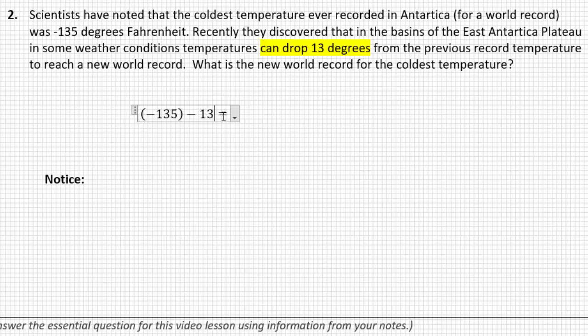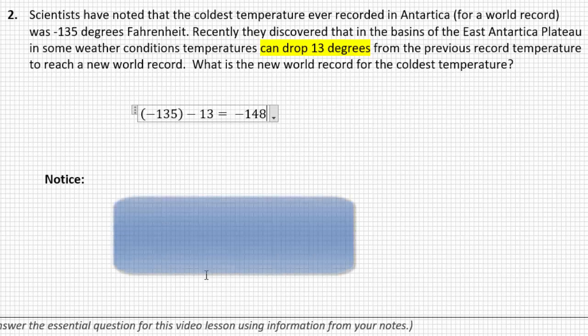And where would that land me? Well, maybe you've thought about this as a number line or with chips, but I would say that that would take me to negative 148 degrees as the new world record for the coldest temperature. Alright, so can you notice any other way that we could have written this, maybe as an addition problem? Think about that for a minute and then let's compare.